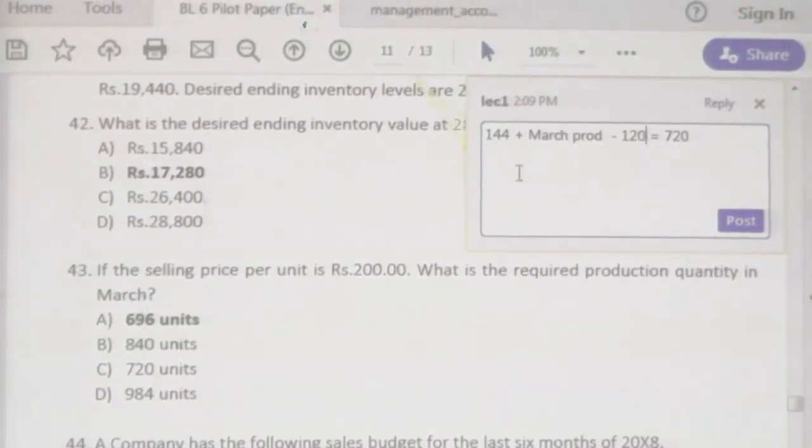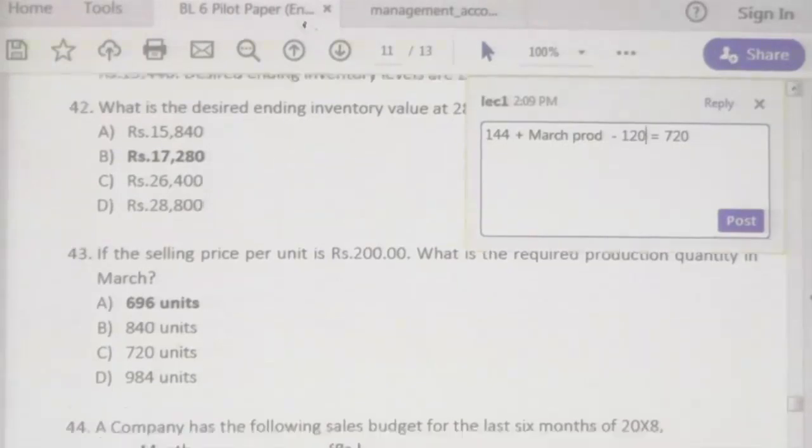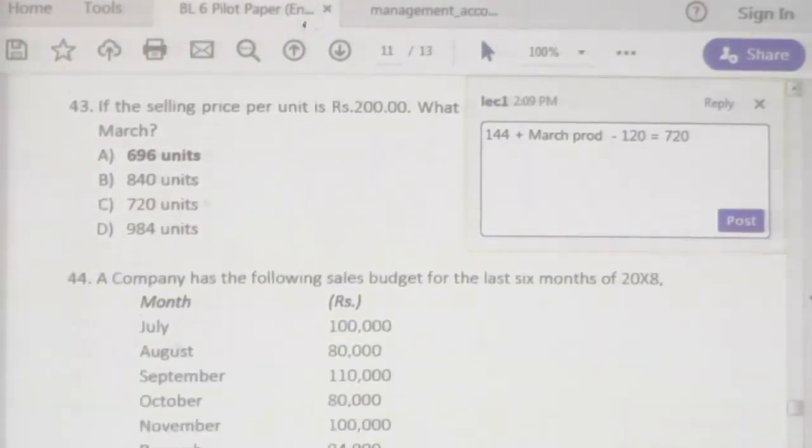I initially write down the formula. Then I substitute the available figures into the formula and find out the required answer as the unknown factor. Therefore, the answer would be 696. Right. Then let's move into question 44.